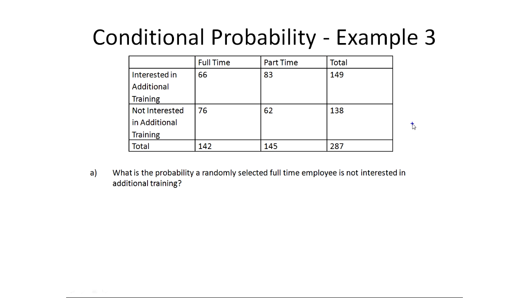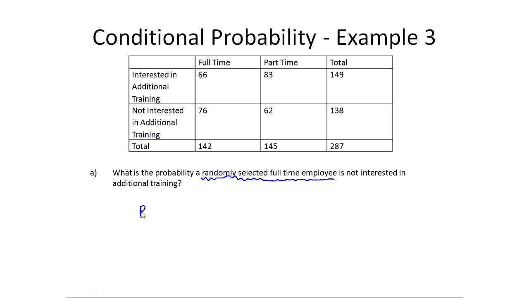So focusing on the question that's asked and how we write this with notation, because that's going to help us out later. It says, what's the probability a randomly selected full-time employee is not interested in additional training? Now notice what's happening here. Probability of randomly selected full-time employees. So we're not looking at the big group of all employees anymore. We're specifically looking at full-time employees.